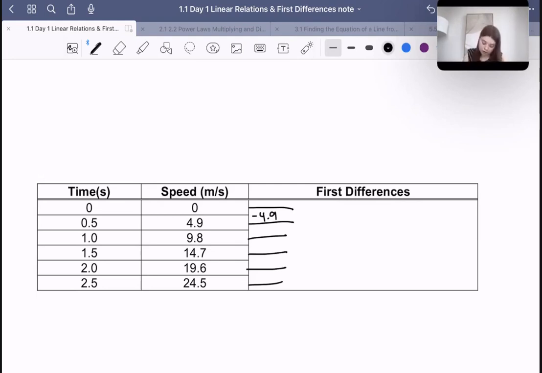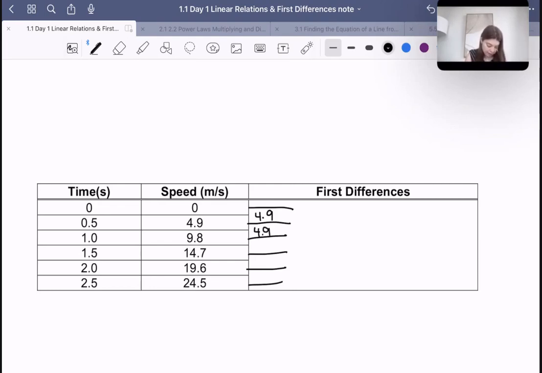So if we're starting here and then subtracting this one, that's fine, but then we must start here and subtract this one, the 4.9 again. So we have to go in the same order in order to get this right. I'm actually going to do 4.9 minus 0. I like that a little bit better, and that's going to give us 4.9. What about 9.8 minus 4.9? Let's see, that is also 4.9.